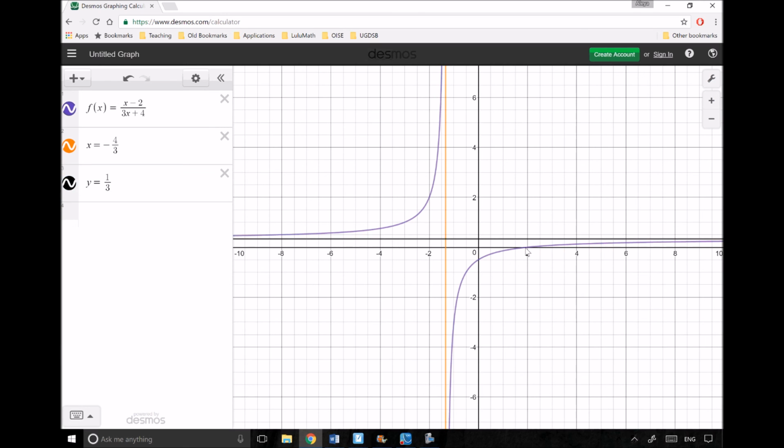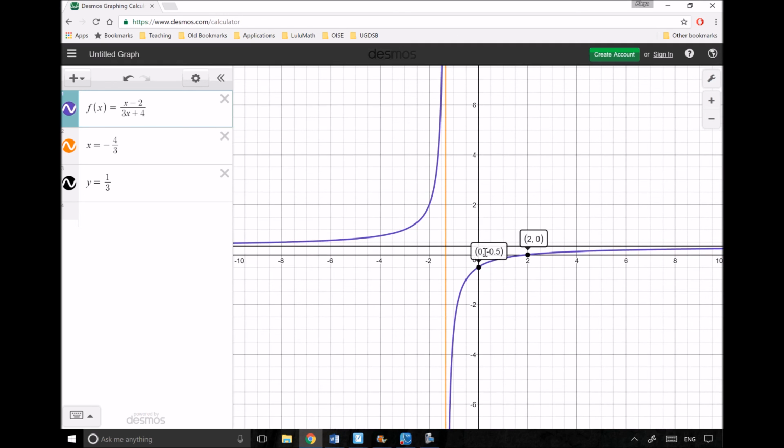Now, let's find our x-intercept. We should get x equals 2 right here. And then our y-intercept is at 0, -1/2. So everything that we figured out does check out. And then we also know that our graph is going to be increasing everywhere except at -4/3.